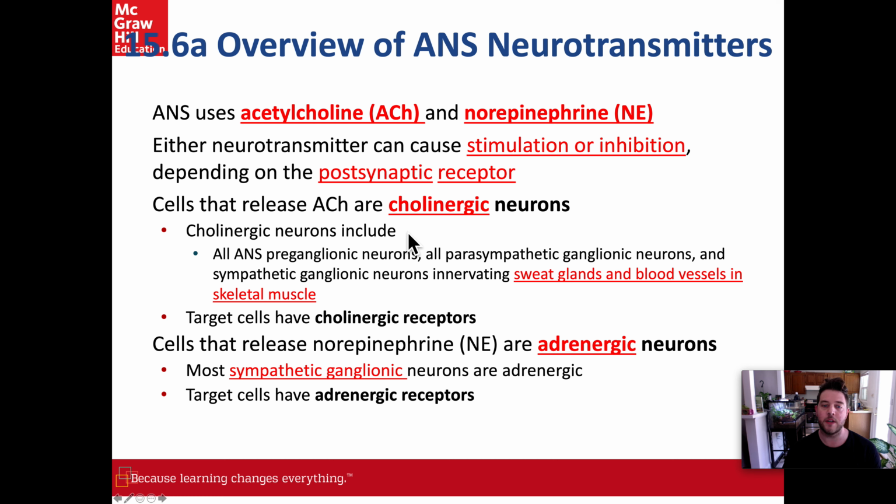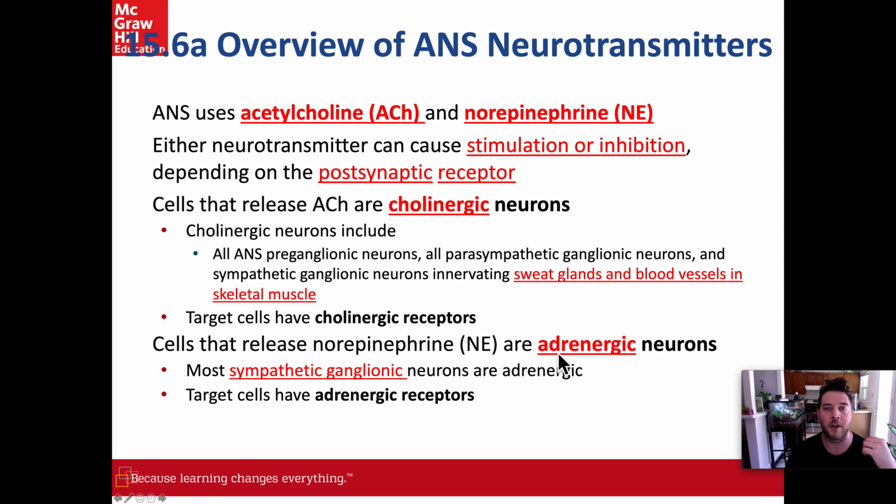Cells that release acetylcholine are called cholinergic neurons. So if it releases acetylcholine, it's a cholinergic neuron, and target cells will have cholinergic receptors. Makes sense. All your cholinergic neurons are going to be all preganglionic neurons, all parasympathetic ganglionic neurons, and sympathetic ganglionic neurons innervating specifically your sweat glands, blood vessels in your skeletal muscle. Okay, so these are the cholinergic neurons that we're going to mostly see.